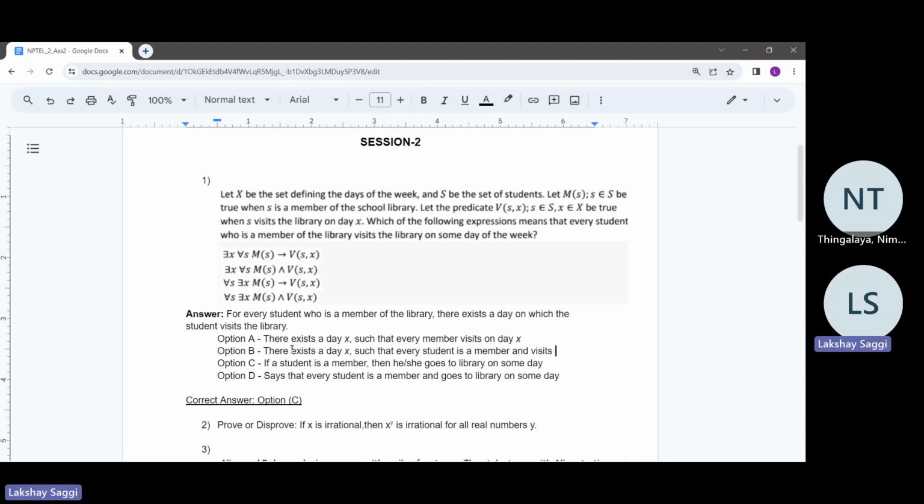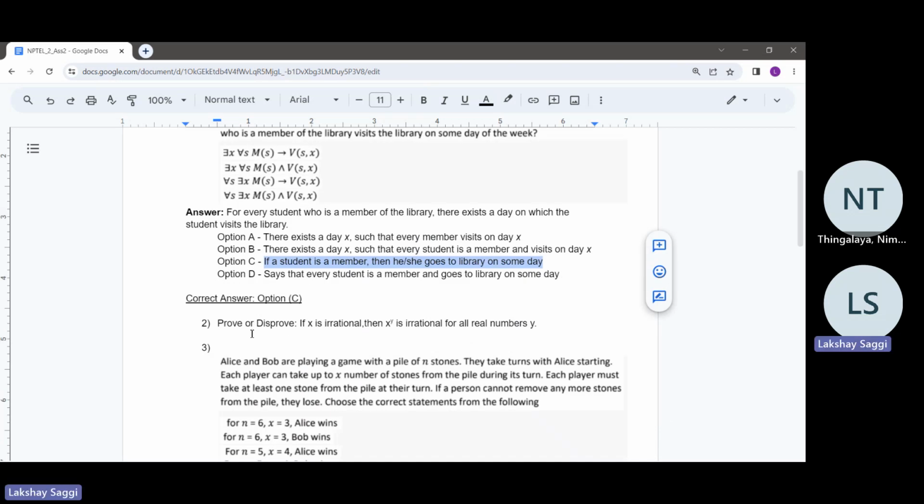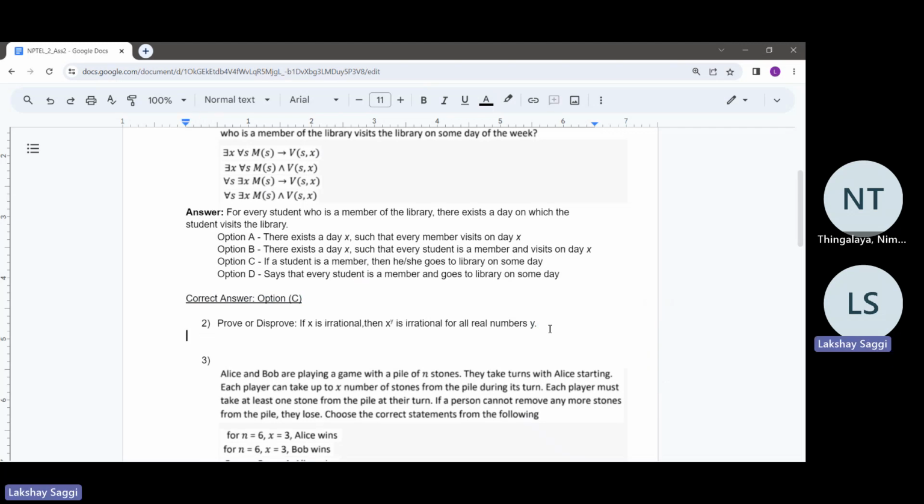every student is a member and visits on day X. So it's sort of saying that there's a day X such that every student is a member. So basically it's saying that every student is a member of the library and visits on day X. So this is something which we did not want to convey, right? So that's why this option C is the correct answer here. So I hope you understood what I was trying to say here. So now let's come to question 2 then.